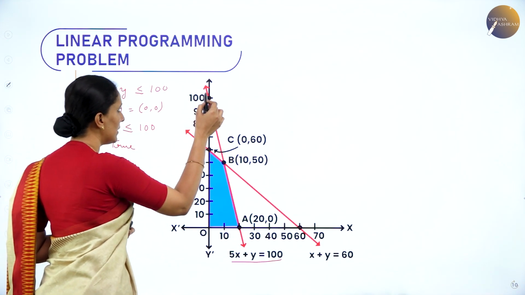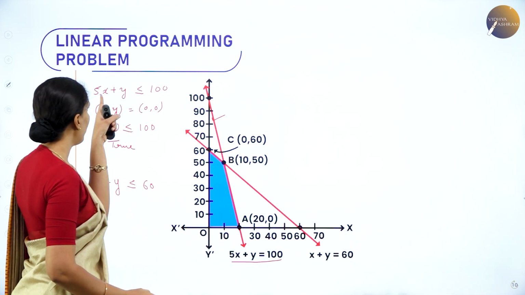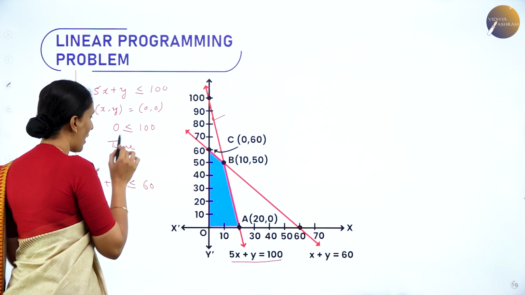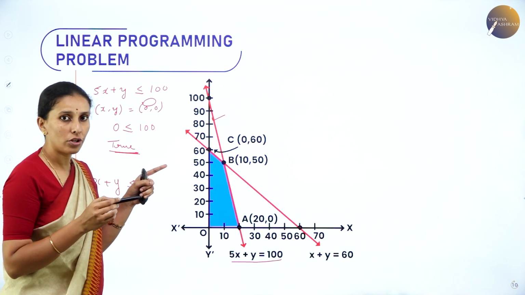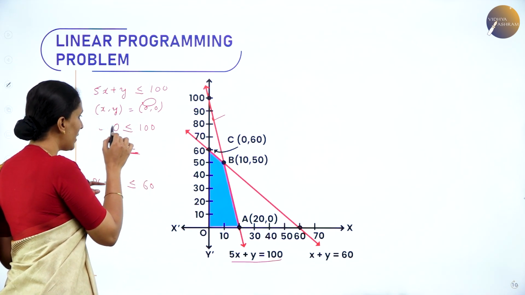So we know that this line represents the line 5x plus y less than or equal to 100, and 0 less than or equal to 100 is a true statement, which means this is a solution for the given set of inequalities. That means the region which contains 0.